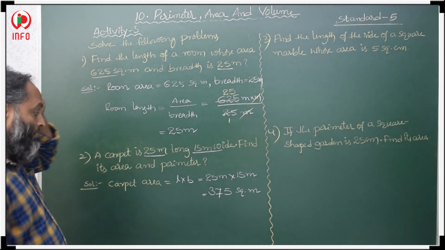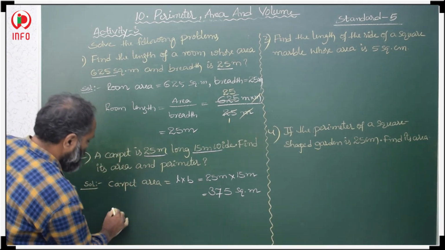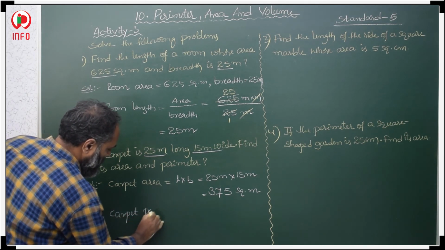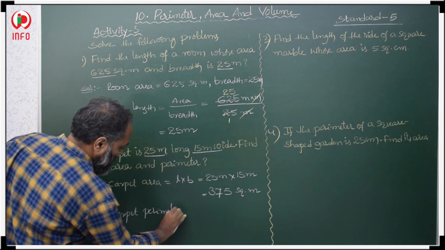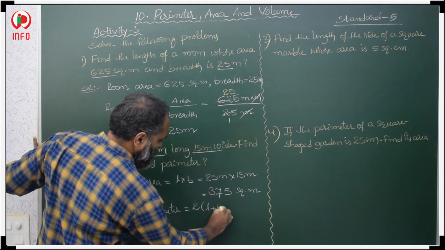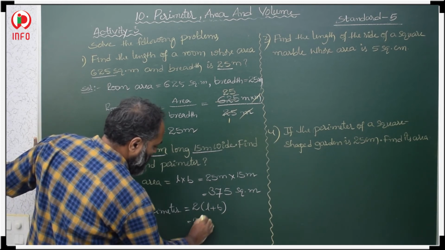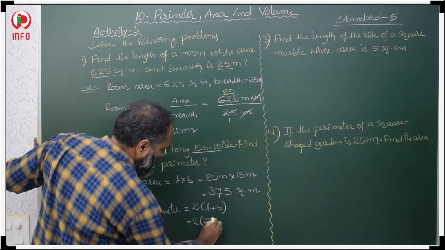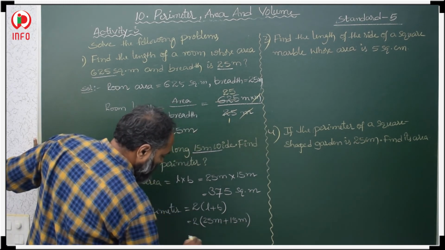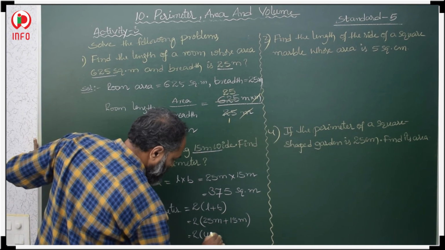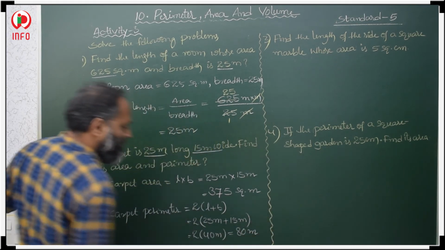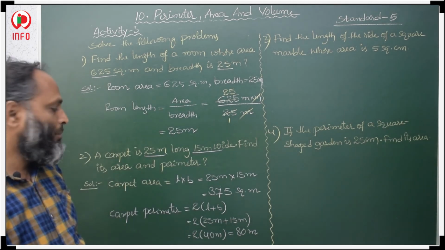Okay. Now we also have to find the carpet perimeter. Perimeter formula is 2 into length plus breadth. 2 into, what is the length here? 25 meters and breadth is 15 meters. 25 plus 15 is 40 meters. 2 forties are 80 meters. This is our carpet perimeter.